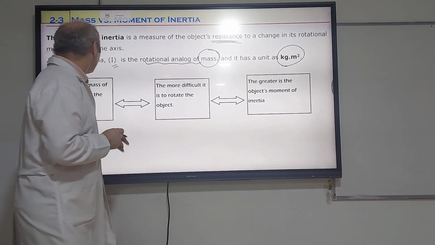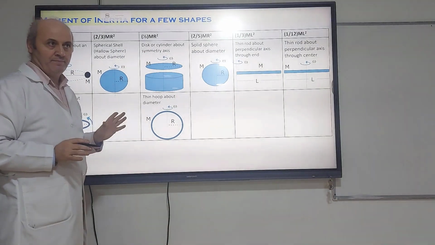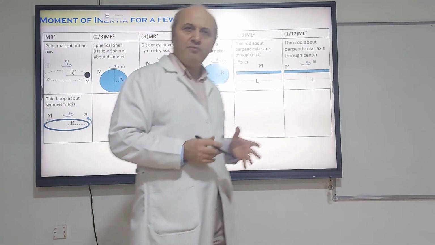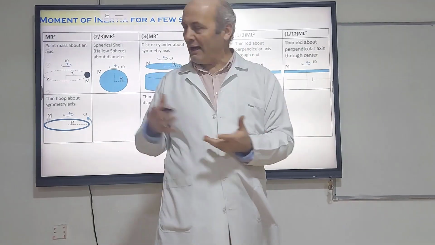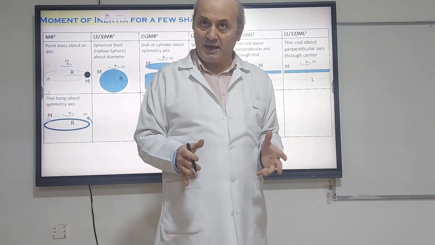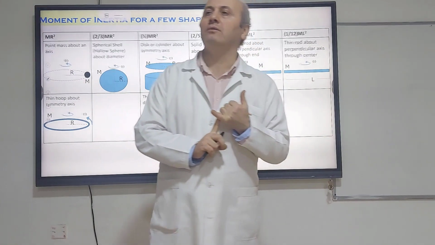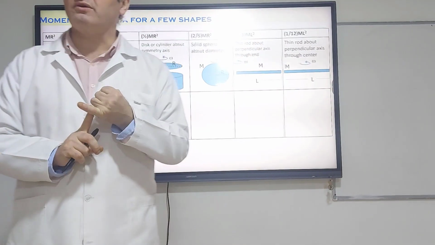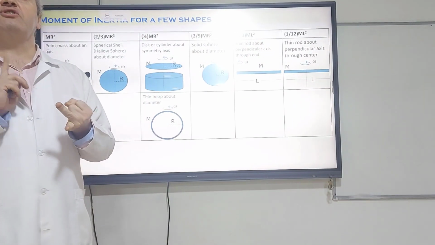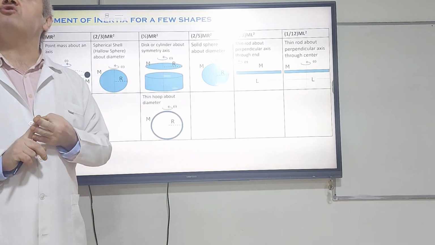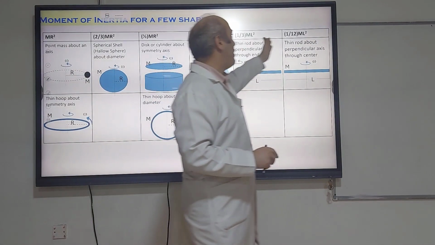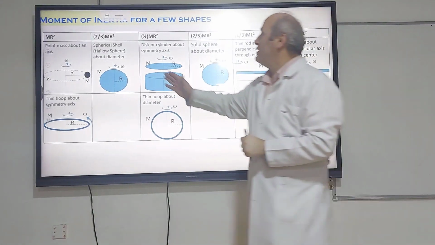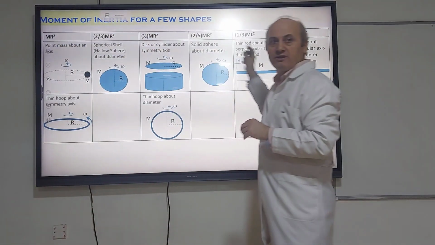And the third factor is shape. Shape is in fact related to distribution of mass somehow, but studying it as a different title is okay. So moment of inertia depends on three factors. One of them is mass, the other one is distribution of mass, and the third one is the shape of the object. This table shows the moment of inertia of different shapes from greatest moment of inertia to smallest moment of inertia.